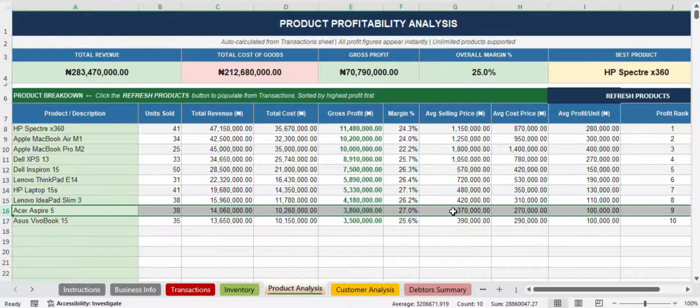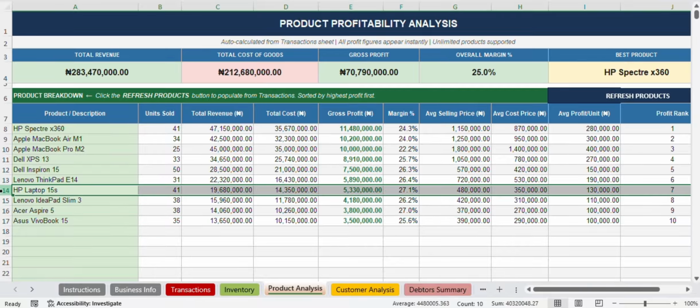It's left for you to do. Oh, it's not even the Acer, it's HP laptop 15S, that has 27.1%. So it's left for you to use that information to do whatever it is you want to do. However, you can see that the fact that it has a high profit margin among every other product, it's not the best performing product.